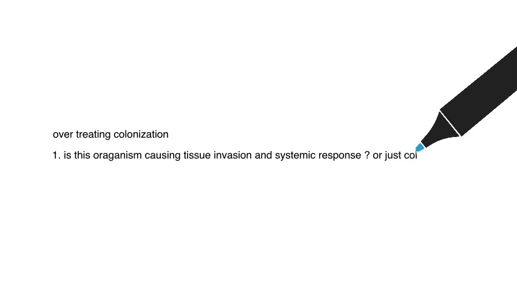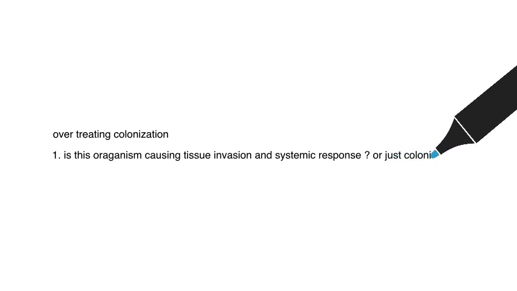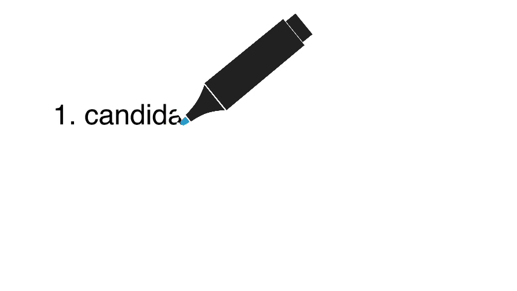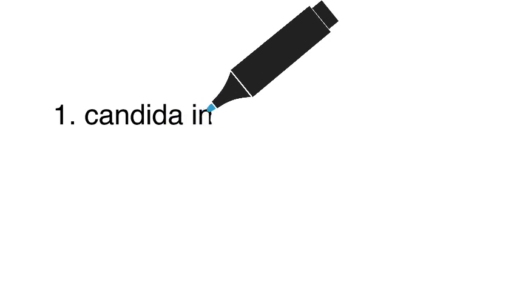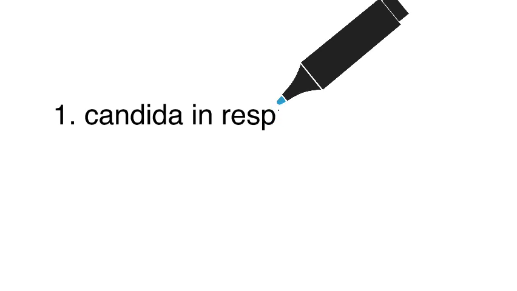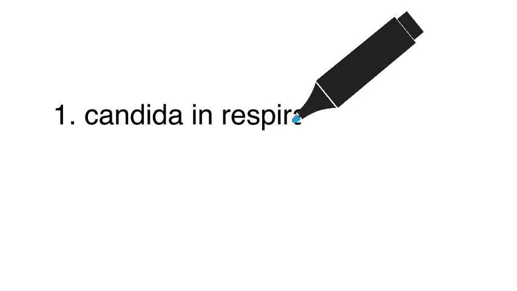Usually ICU patients are heavily colonized. We can give some common examples also. So what are the common things we are misleading and mistreating in the ICU setup? One thing is Candida in respiratory samples. Usually, almost always, it's colonization. So there is no need to treat those sorts of infections.